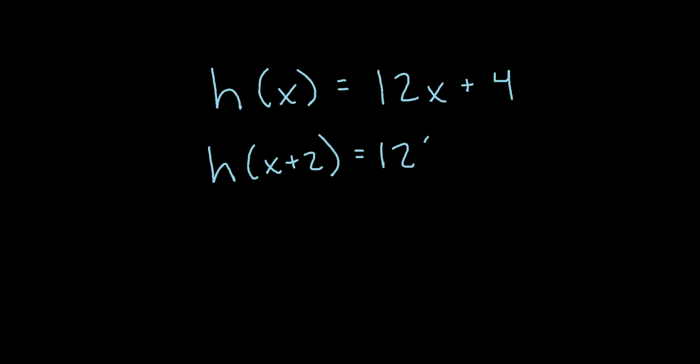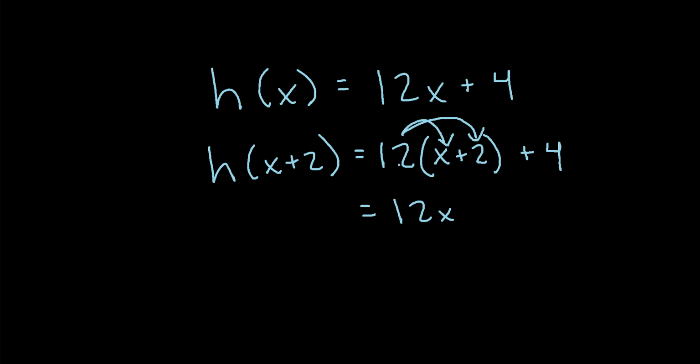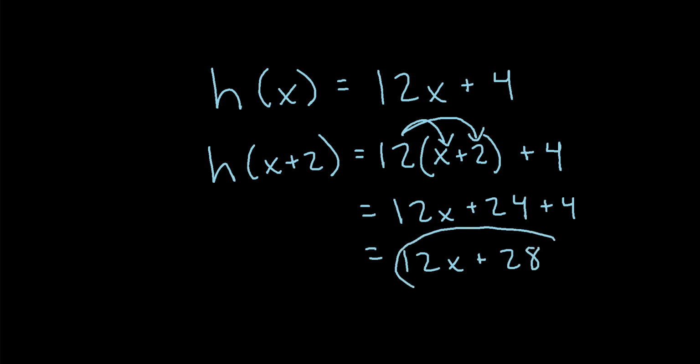We have 12 times, instead of x, we'll write x plus 2. And then we have plus 4. So notice that we can distribute this 12 into each of these values in the parentheses. So we'll say 12 times x, that's 12x, plus 12 times 2, that's 24, and then we have plus 4 right here. And then we can simplify a little bit, so we can write 12x, and then 24 plus 4, that's 28. So we'll say plus 28, and that will be our final answer.